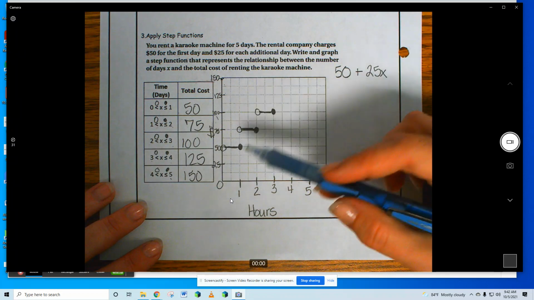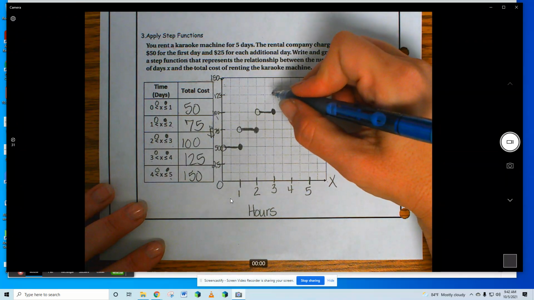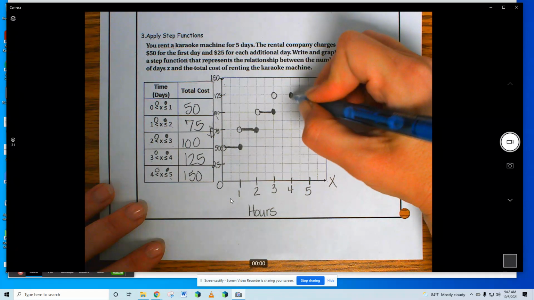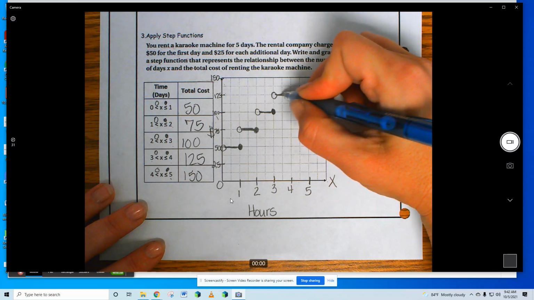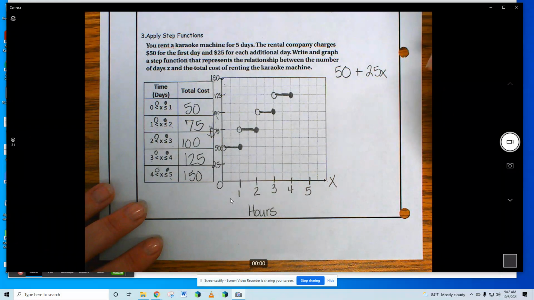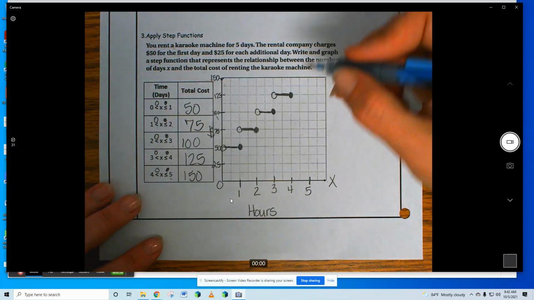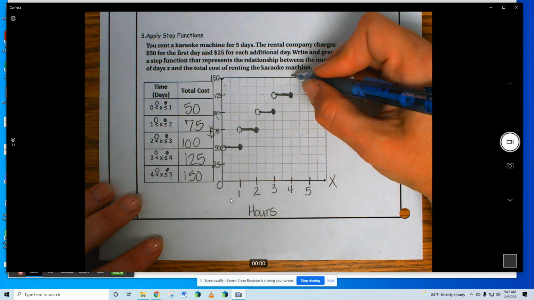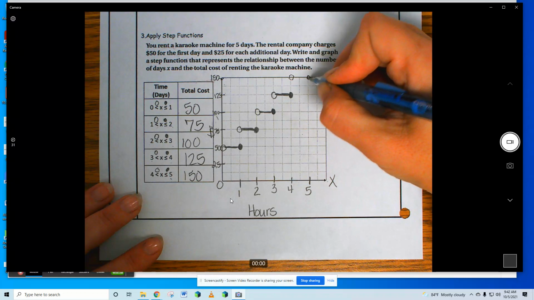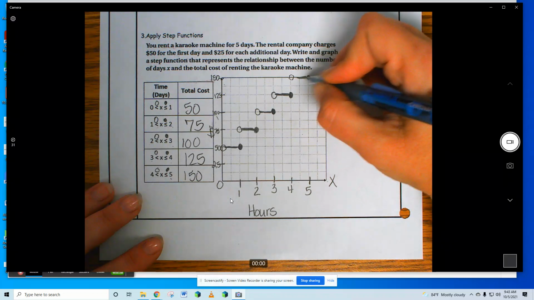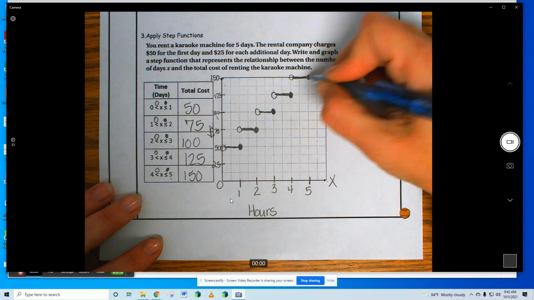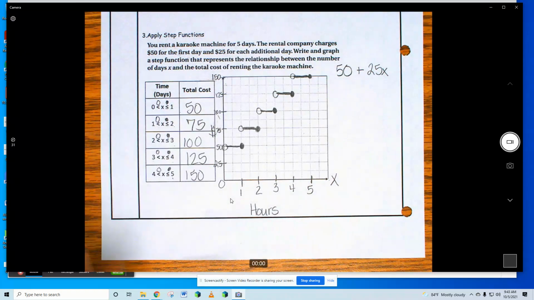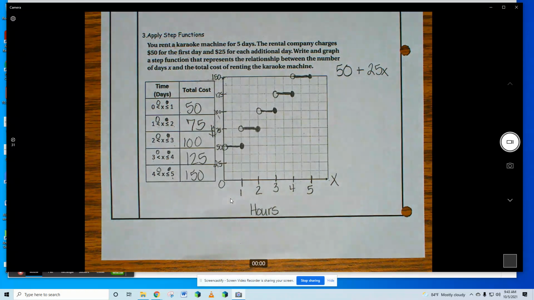Between 3 and 4 is $125. Open circle at 3, close circle at 4. Between 4 and 5 hours is $150. Open circle at 4, close circle at 5. And there's your step function. Good job.